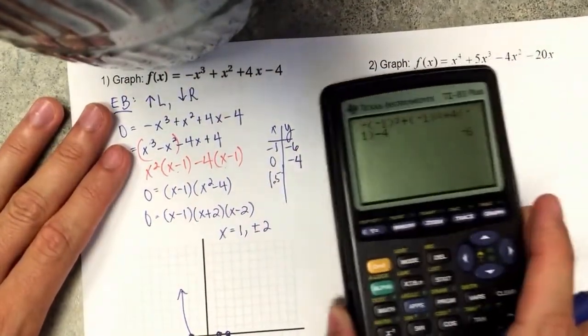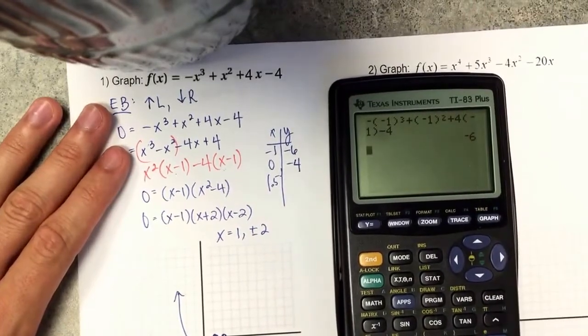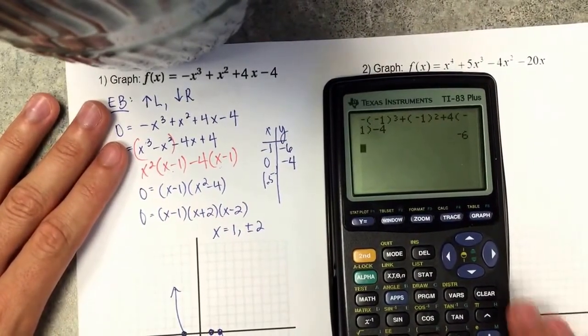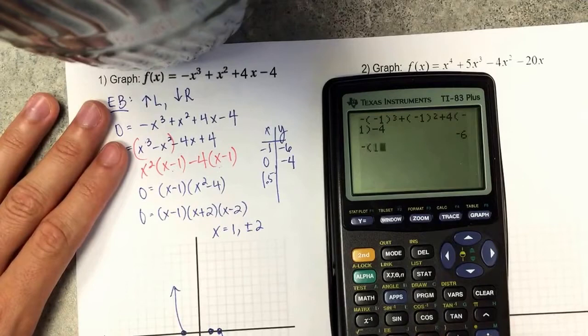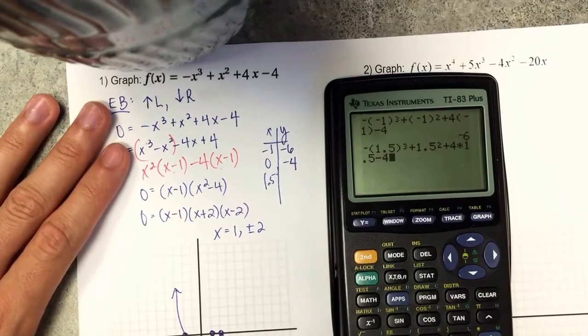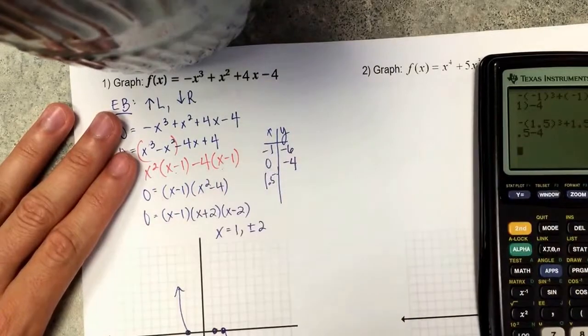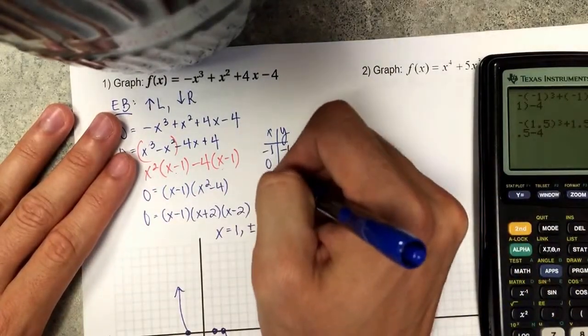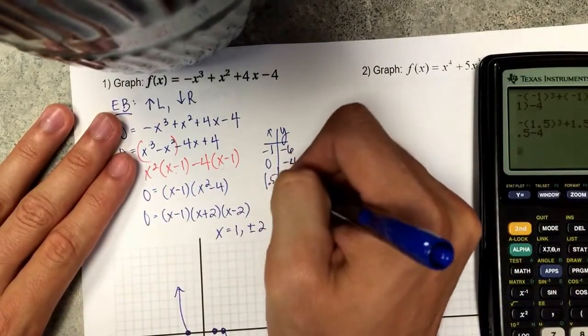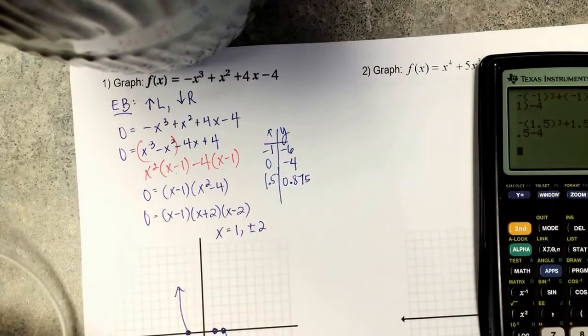And then we're going to do an evaluation the same way, but with 1.5. So we'll do negative and then 1.5 cubed plus 1.5 squared plus 4 times 1.5 minus 4. And I get 0.875. So about 0.9.